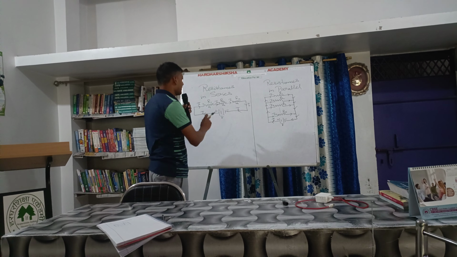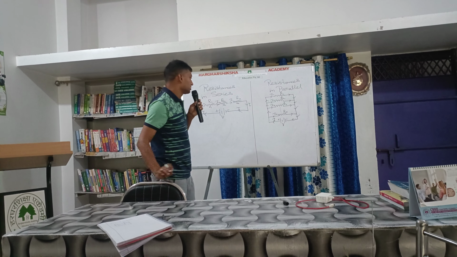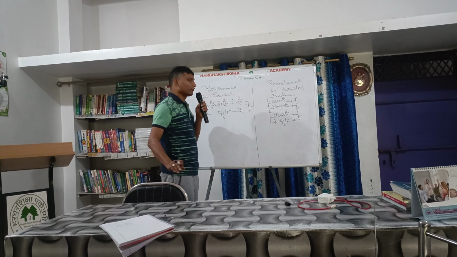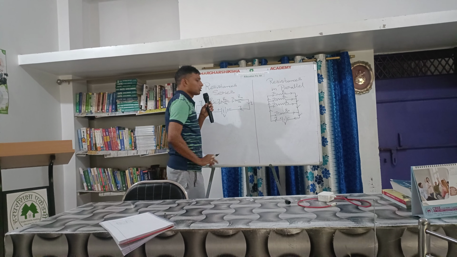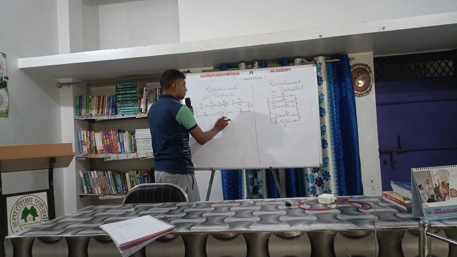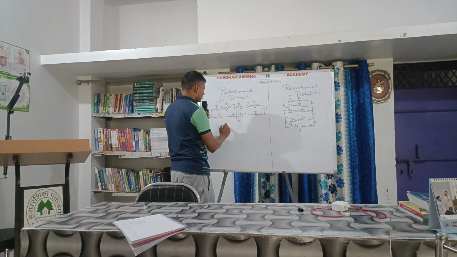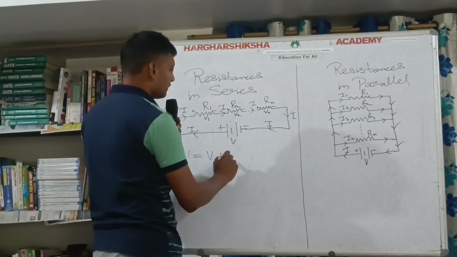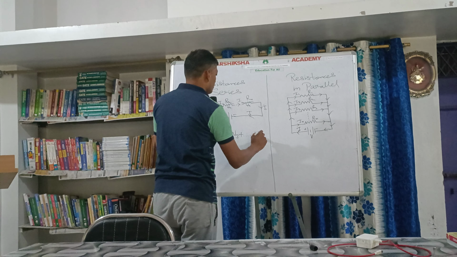Okay. But the potential drops will be different. Like in the case of resistance R1, the potential drop will be V1. Then in the case of R2, the potential drop will be V2, and similarly it goes on. And if it is Rn, then the potential drop will be Vn. So what can be written here? This V will be equal to V1 plus V2 plus V3 dot plus Vn.